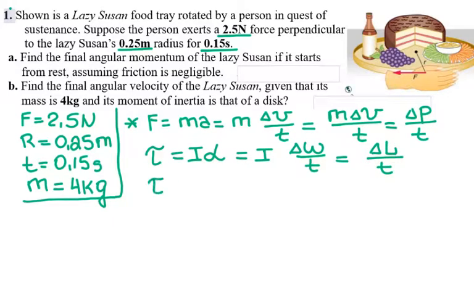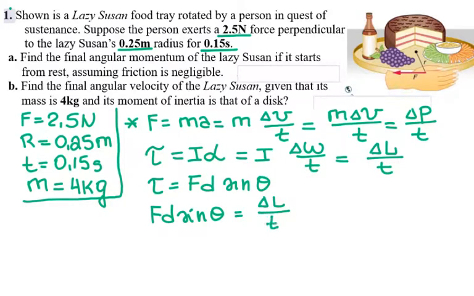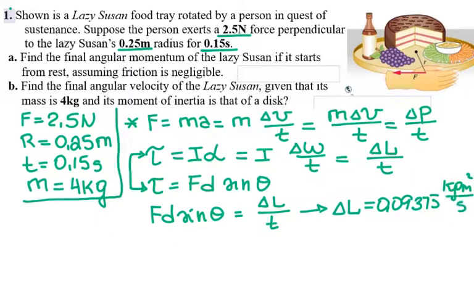And also another formula that I know is the force times the distance times sine theta. So I can set them equal to each other, and I can say force times the distance times sine theta is equal to change of the momentum over the time. And so I use these two formulas that equal each other. And then from here, I can see that the change of the momentum that they ask you to find in the first question is equal to 0.09375 kilogram meters squared over seconds. So that is the A part.